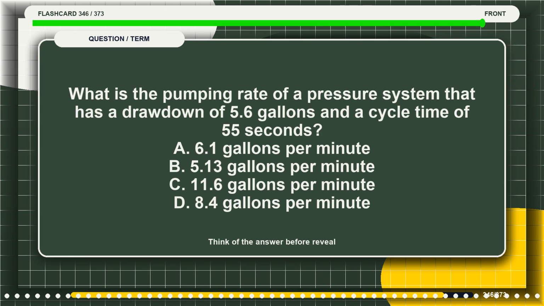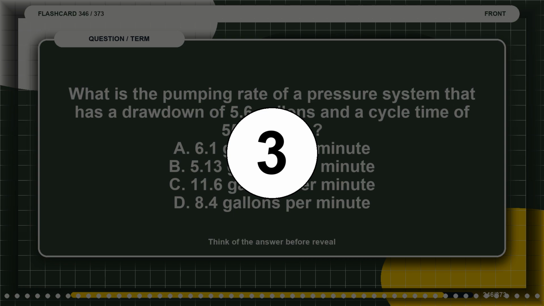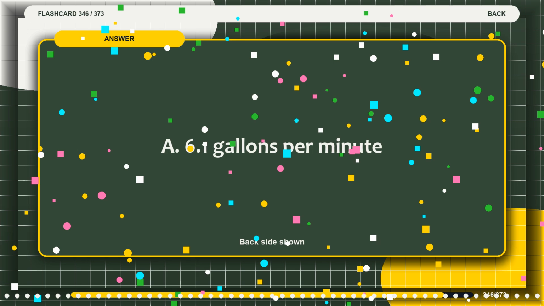Flashcard 346. What is the pumping rate of a pressure system that has a drawdown of 5.6 gallons and a cycle time of 55 seconds? A. 6.1 gallons per minute. B. 5.13 gallons per minute. C. 11.6 gallons per minute. D. 8.4 gallons per minute. Think of the answer before the reveal. The answer is A. 6.1 gallons per minute.